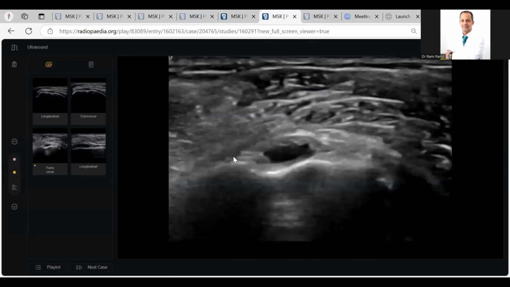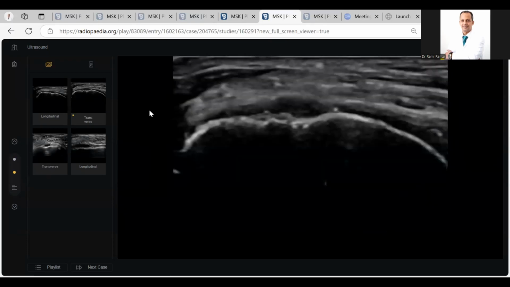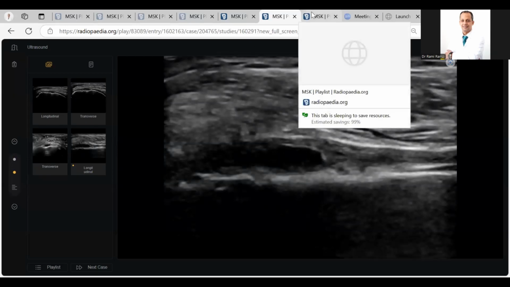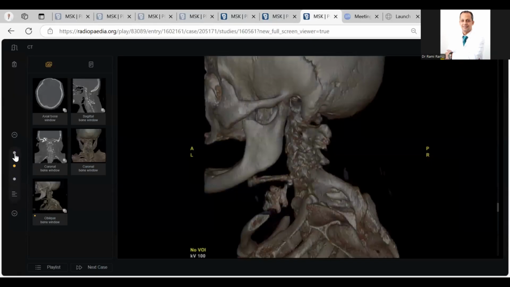This is the ultrasound. See, this is complete fluid here. The tendon is hyperechoic and striated. Okay, this is the muscle. There is no tendon here at all. There is a large gap. So this is a complete rupture of the supraspinatus.